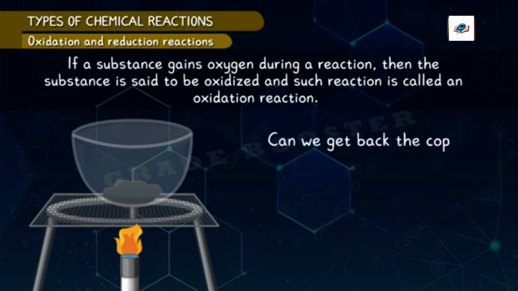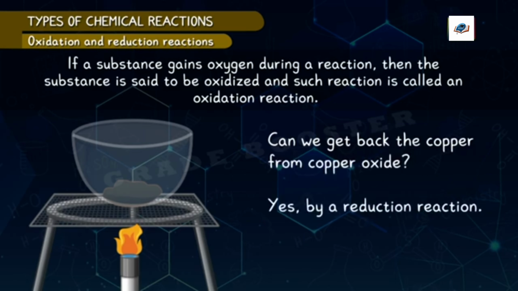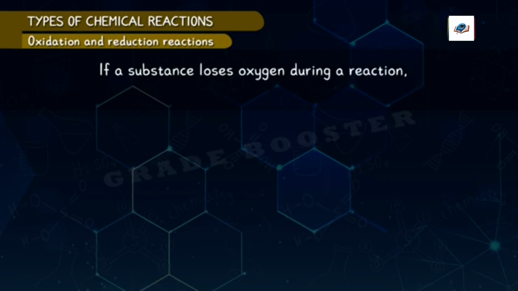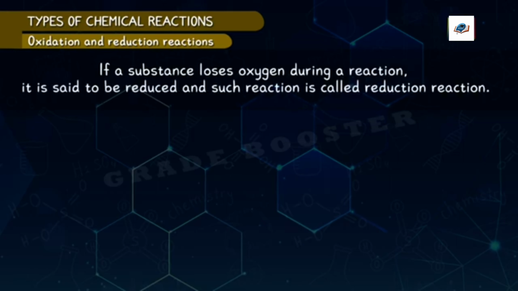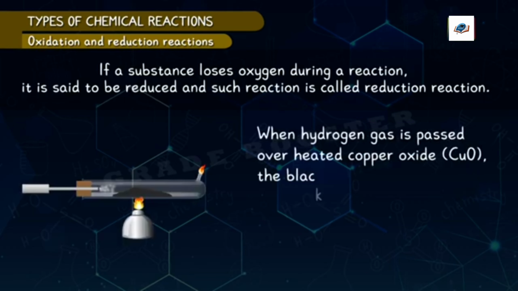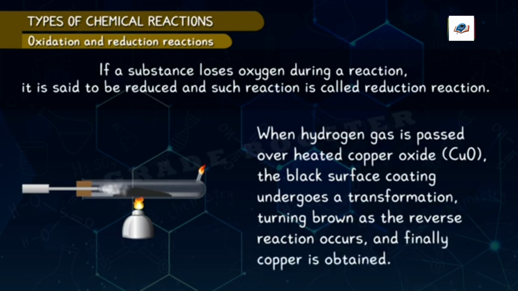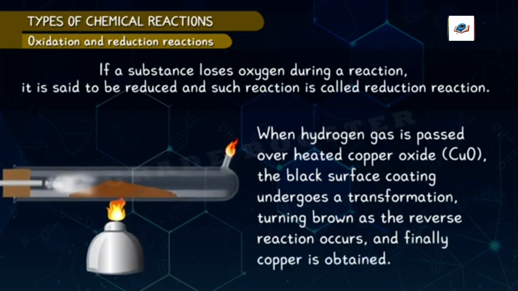Here, can we get back the copper from copper oxide? Yes, by a reduction reaction. If a substance loses oxygen during a reaction, it is said to be reduced, and such reaction is called a reduction reaction. When hydrogen gas is passed over heated copper oxide, the black surface coating undergoes a transformation, turning brown as the reverse reaction occurs, and finally copper is obtained.